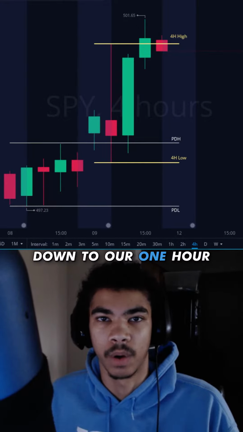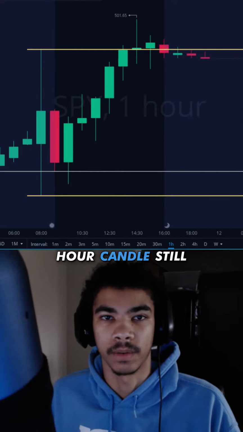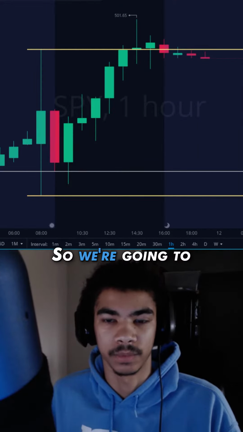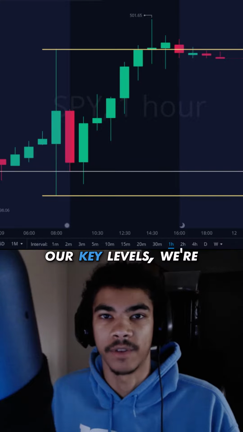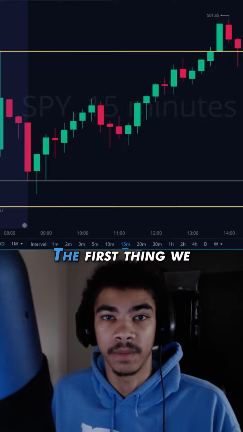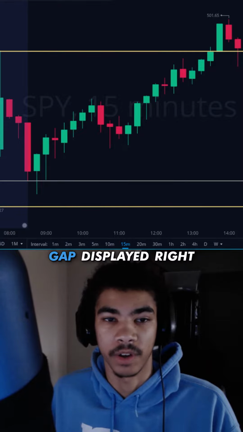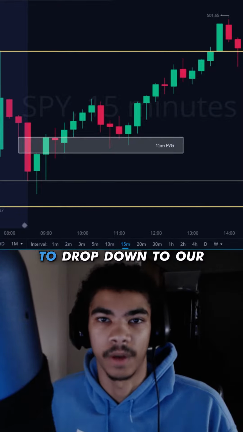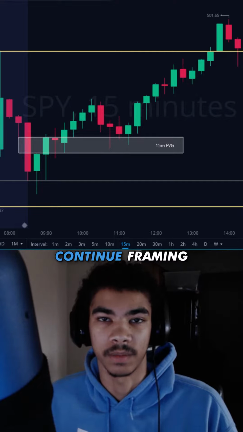We're then going to drop down to our 1 hour, and we see that 4 hour candle is still the same on 1 hour. So we're going to add that to our chart. Now that we have our key levels, we're then going to drop down to the 15 minute to see if we can frame a trade. On the 15 minute, the first thing we see is a fair value gap displayed right here. We're now going to drop down to our lower time frames to see if we can continue framing our trade.